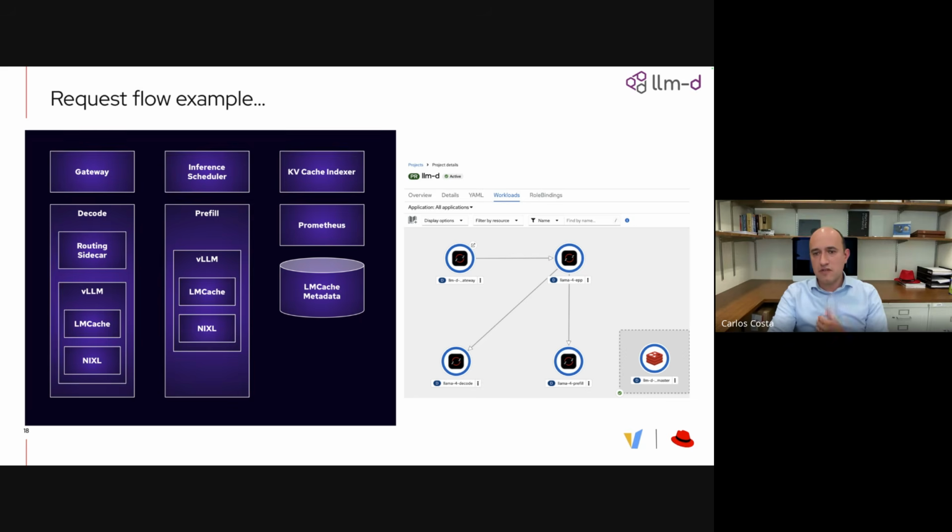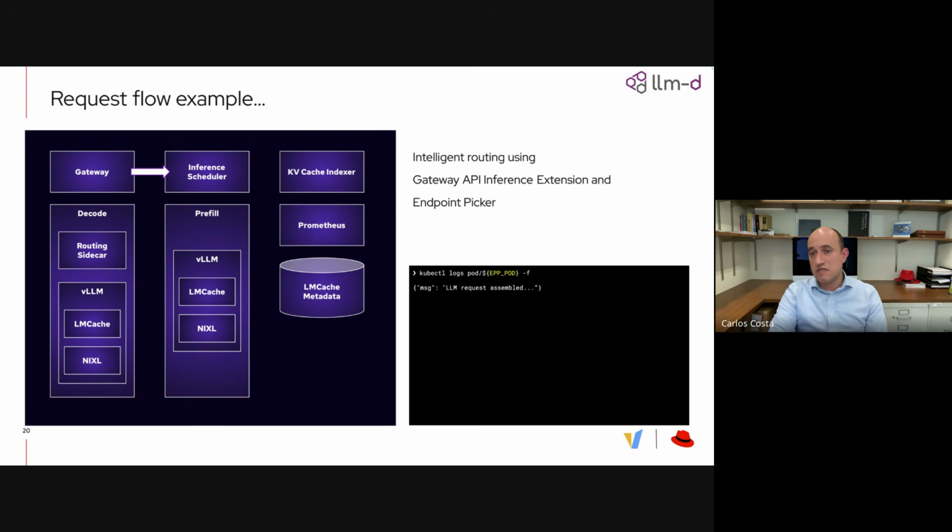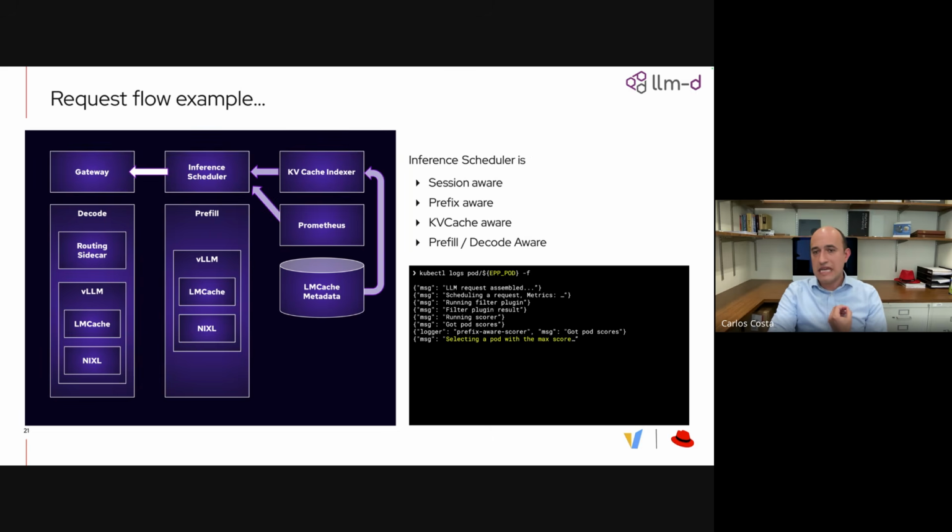So now let's try to query one of these models. This, I believe, is a Llama 4 model. It doesn't matter here, right? There's a prompt. I'll send a request, and this hits the gateway and hits my endpoint picker. What it does is assemble the request, and then it goes through a bunch of filters, okay? And this happens very fast.